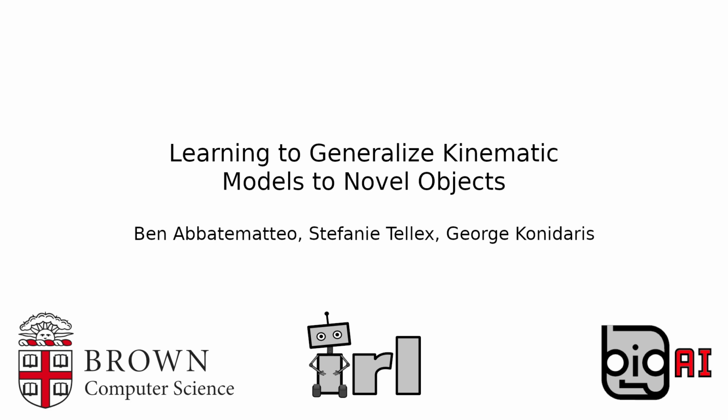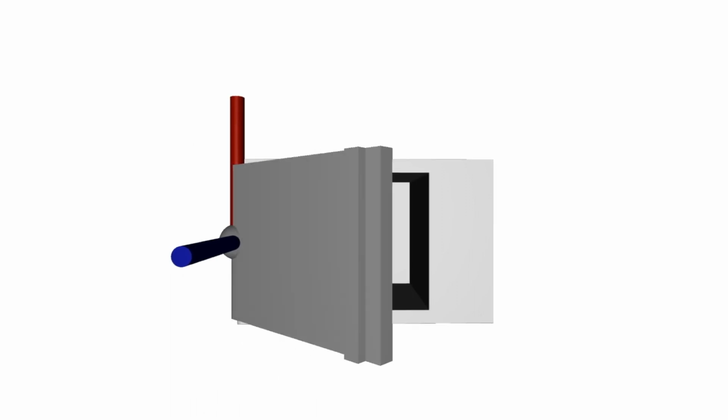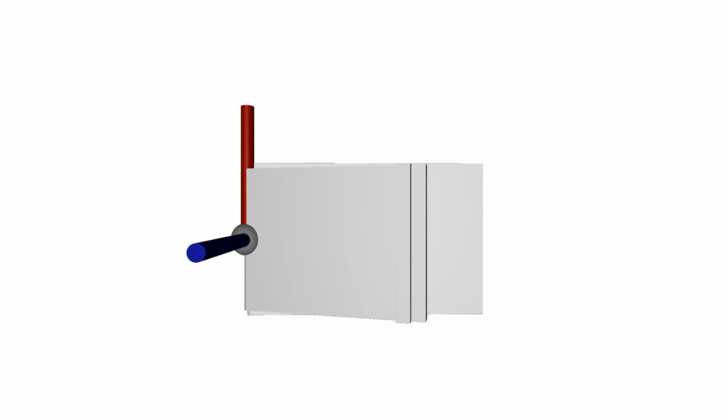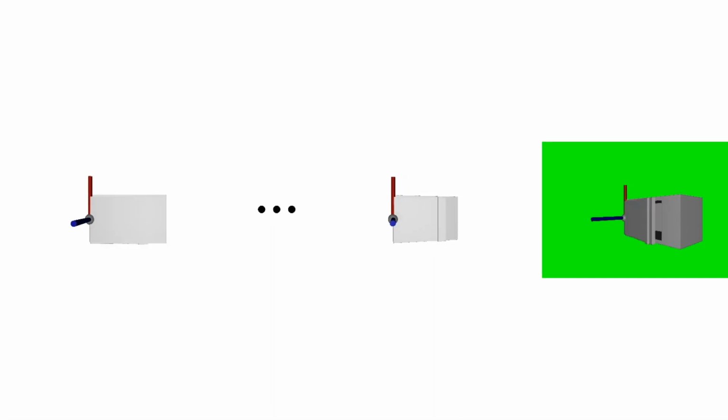This work is titled Learning to Generalize Kinematic Models to Novel Objects. Existing approaches to the perception of articulated objects are instance-based. They fit kinematic models by observing human demonstration or through deliberate interaction. Here, we present a framework for the perception of articulated objects which focuses on generalizing kinematic models to novel objects.